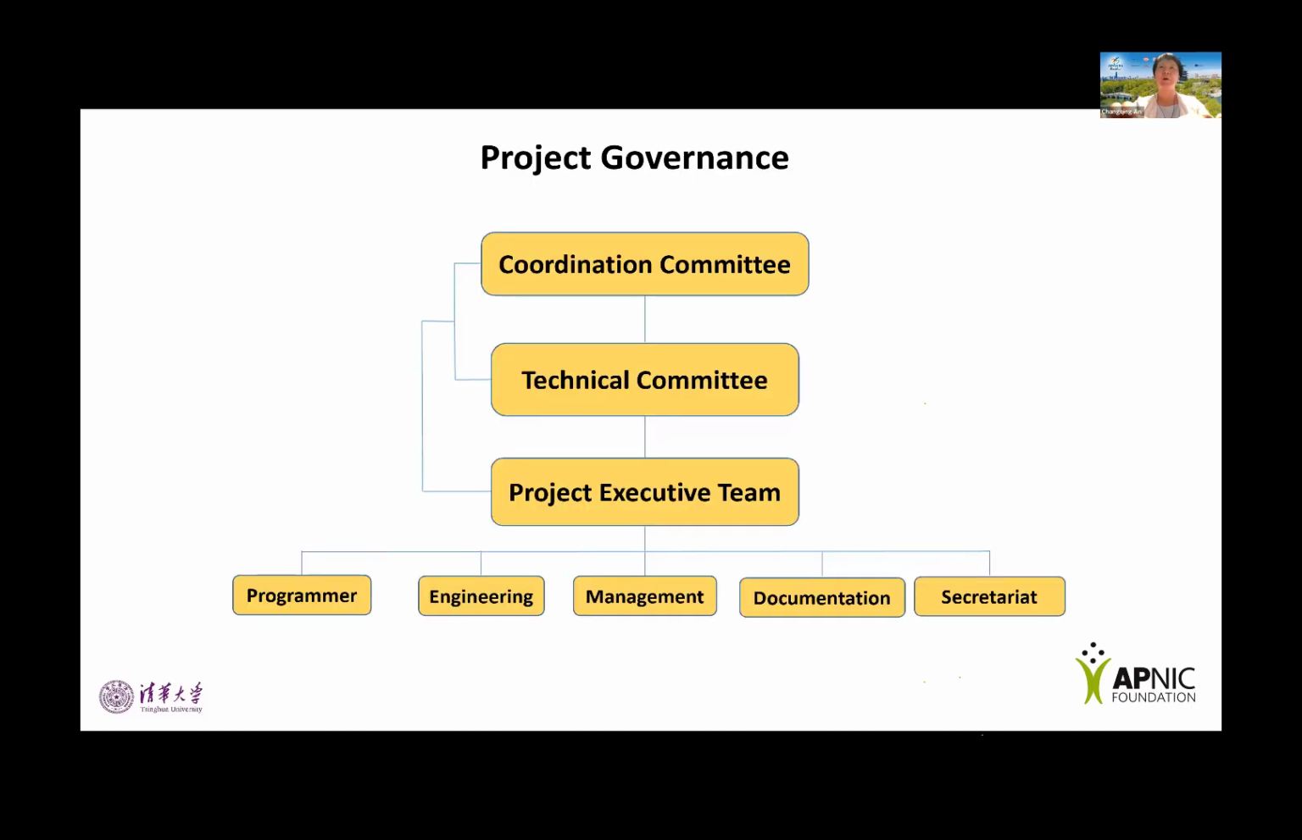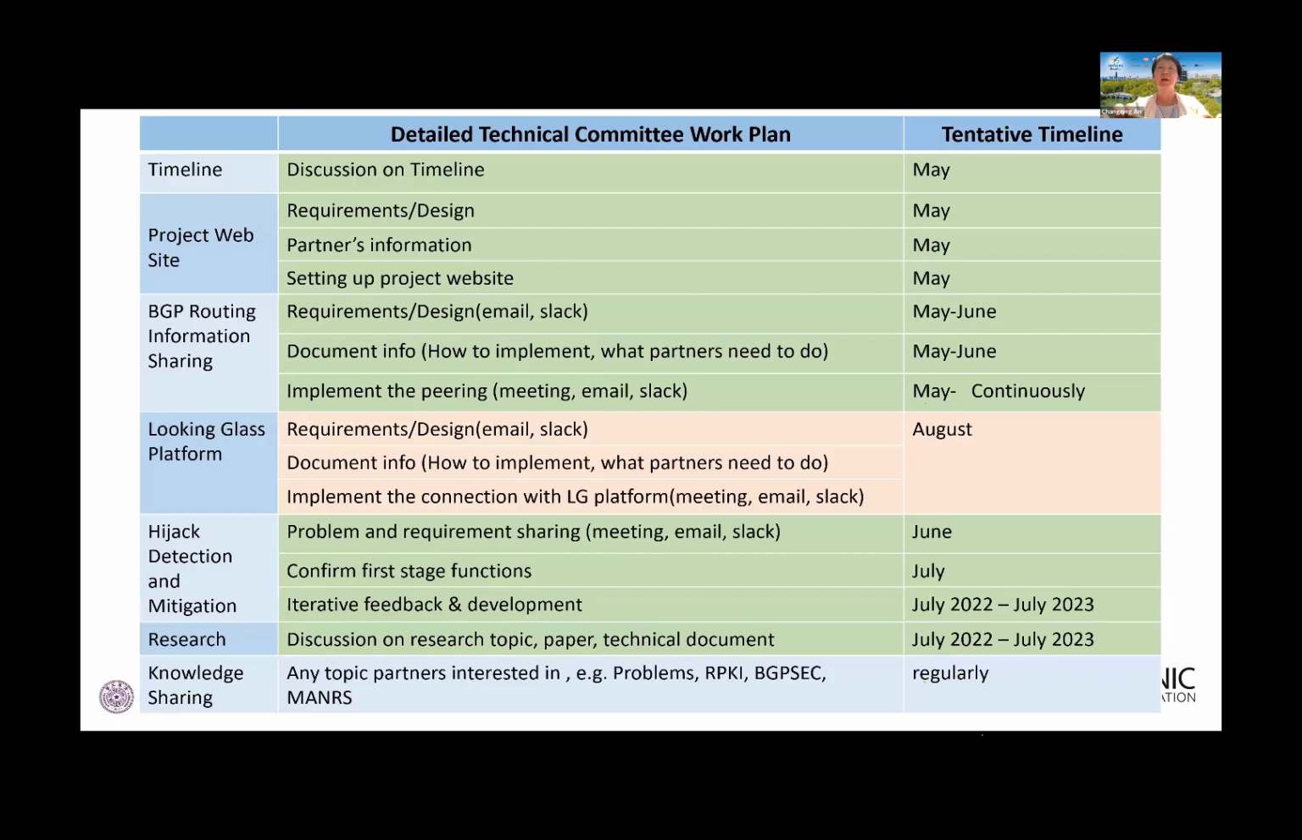We have set up a coordination committee, a technical committee, and a project executive team. This is the detailed technical committee work plan. We discussed and confirmed this work plan in May. And in May, we started BGP routing information sharing work. In June, we started hijack detection and mitigation work. In July, we started to discuss the research topic, and we will start looking glass platform work in August.